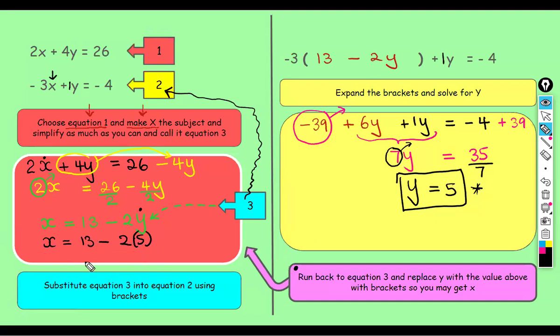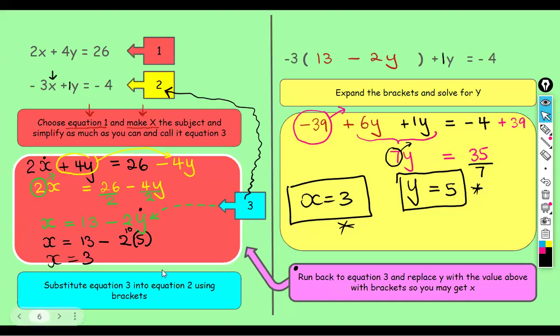2 by 5 is 10, right? So I think everyone knows 2 multiplied by 5 is 10. So x is what? 13 minus 10. How much is 13 minus 10? 3. We finished. X is equal to 3. So if somebody asks you, hey, what's the solution of the simultaneous equation? You say, well, x is 3 and y is 5. Somebody put minus 3 by mistake. It's positive 3.